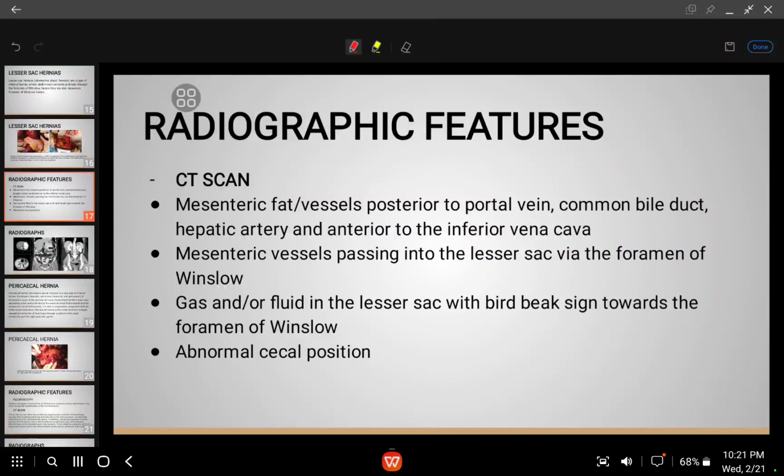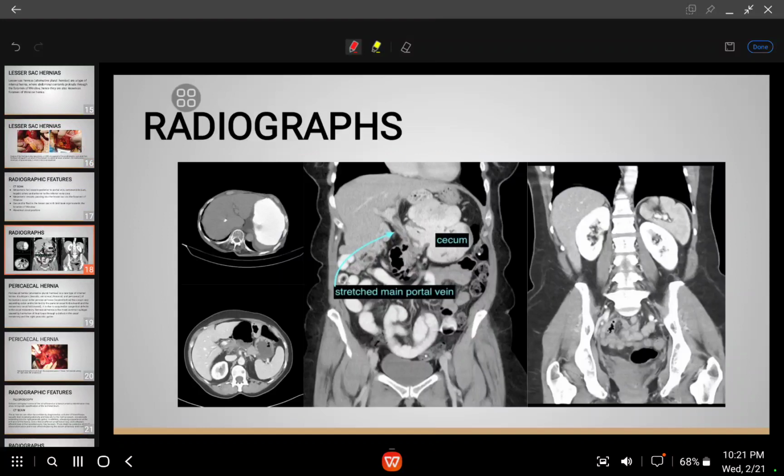In the CT scan, the mesenteric fat and vessels are posterior to the portal vein, common bile duct and hepatic artery, and anterior to the inferior vena cava. The mesenteric vessels pass into the lesser sac via the foramen of Winslow. Gas or fluid in the lesser sac with a bird beak sign towards the foramen of Winslow, and abnormal cecal position. So here you can see the cecum and the stretched main portal vein.